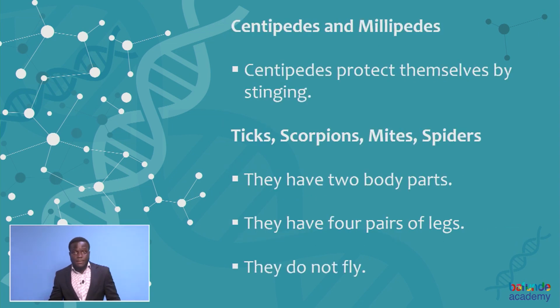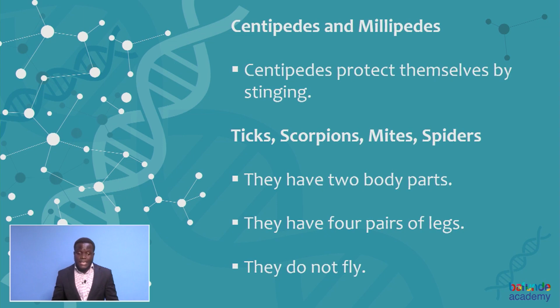Then we have centipedes and millipedes. These are also invertebrates, and you've seen a centipede. Its body is segmented into several sections or segments, and they protect themselves. Centipedes particularly protect themselves by stinging. So if they feel that you've threatened them, they sting. But millipedes, on the other hand, if you threaten them, they coil. That's the difference between a centipede and a millipede. They also have multiple limbs that they use for movement.